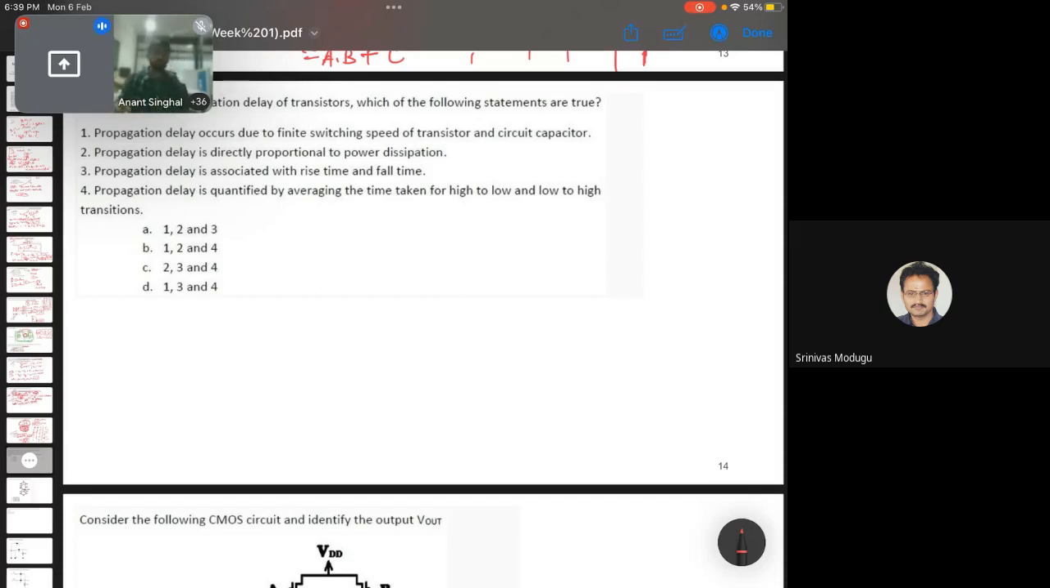Okay, so next question, it deals with propagation delay. So it will cover some of the concepts of propagation delay.